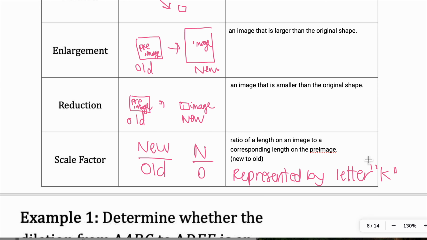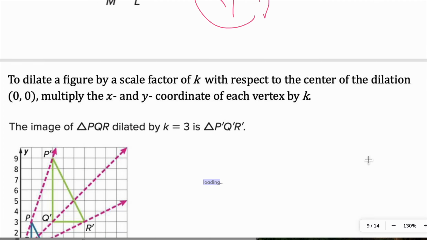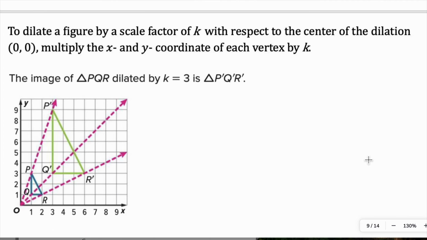Okay. Next up, to dilate a figure by a scale factor of K, with respect to the center of dilation (0, 0), that means about the origin, you're going to multiply the x and the y coordinate of each vertex by whatever the scale factor is. In this case, the image of PQR is dilated by a scale factor of 3, or K equals 3. So that means we can get our P prime, Q prime, and R prime. I want you to take note of point P. Point P was at (1, 3), and now P prime is at (3, 9).